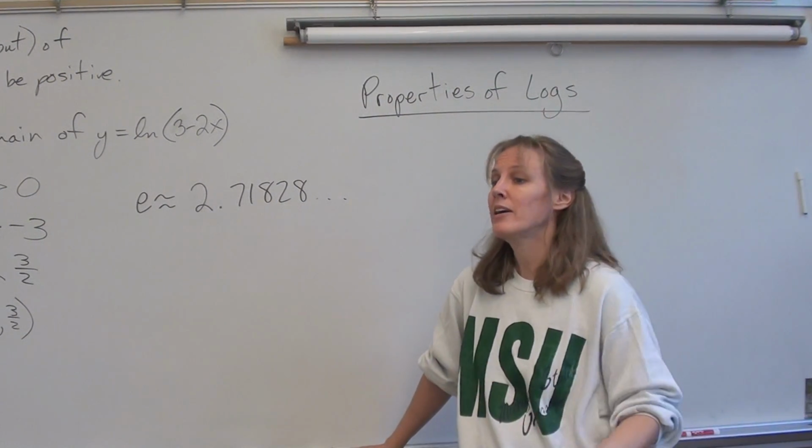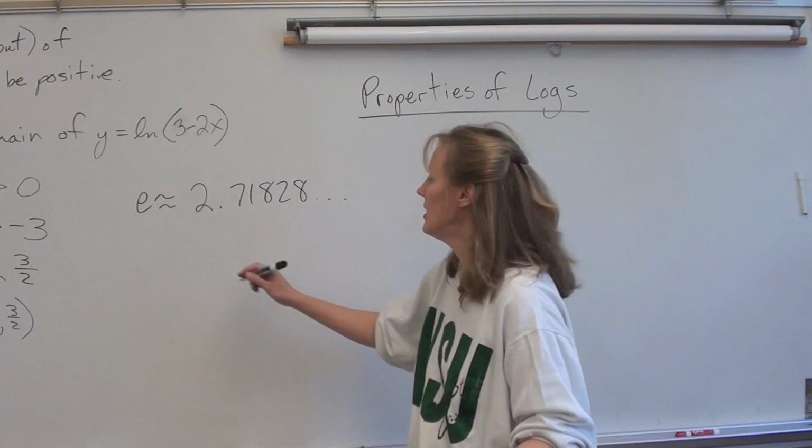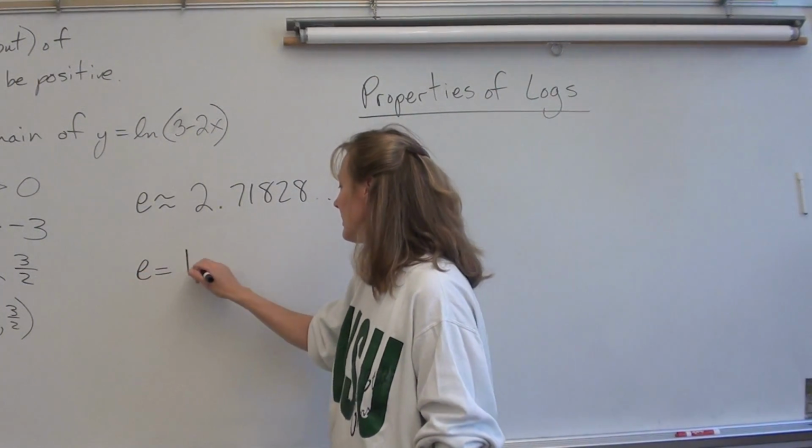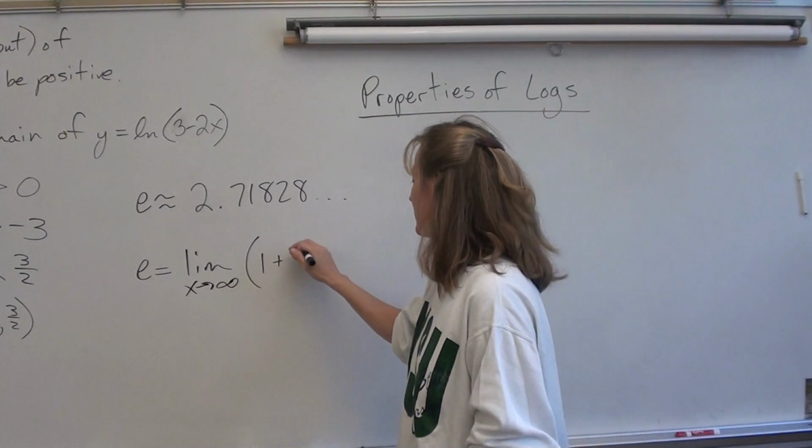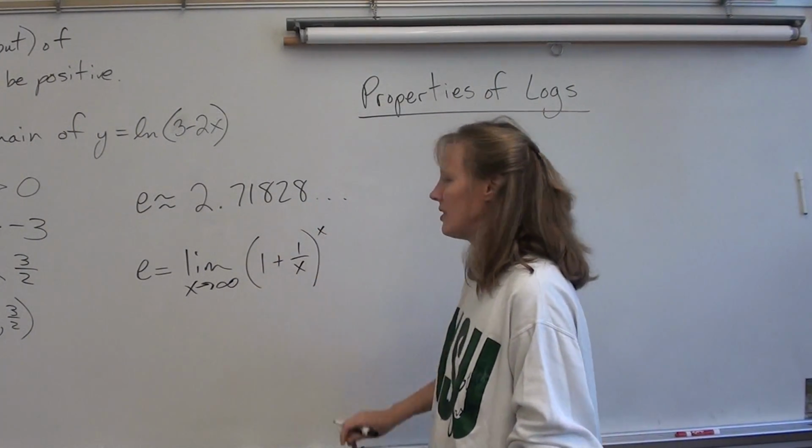Okay. E is actually the limit. E is the limit as x approaches infinity of 1 plus 1 over x, to the x.